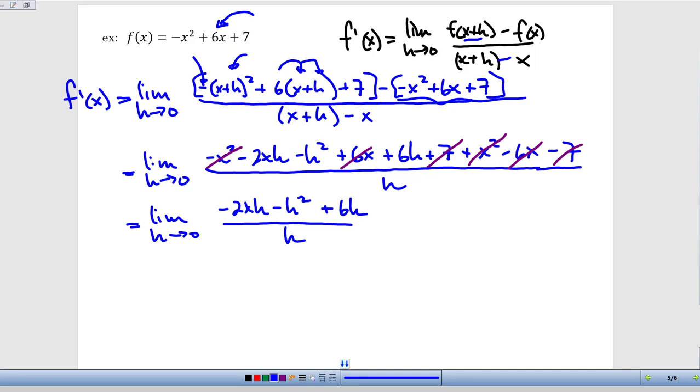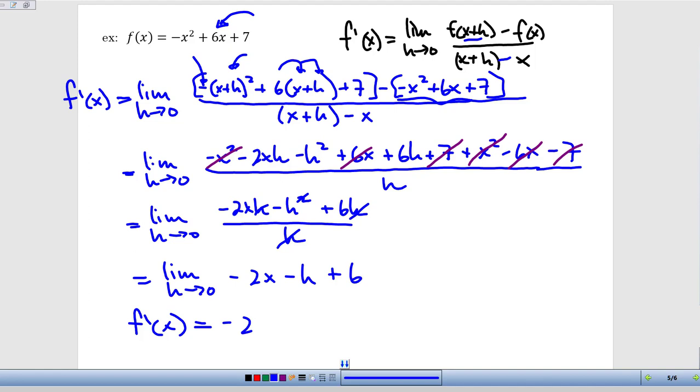And so now we can go ahead and remove the discontinuity. We can divide everything by h. So we've got the limit as h approaches 0 of, so the h cancels out everywhere. And we've got negative 2x minus h plus 6. And so we are now set to go ahead and apply our limit to set h equal to 0. And so we can see that we end up with negative 2x plus 6 as our formula for the first derivative of this function.